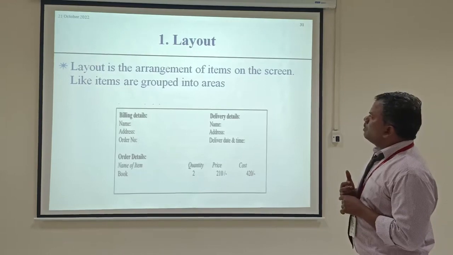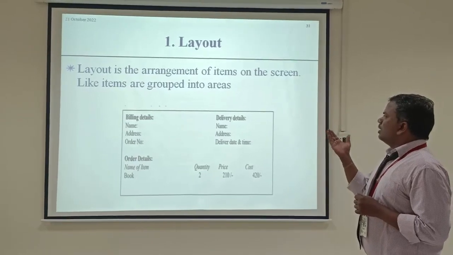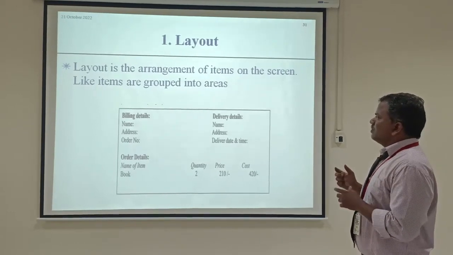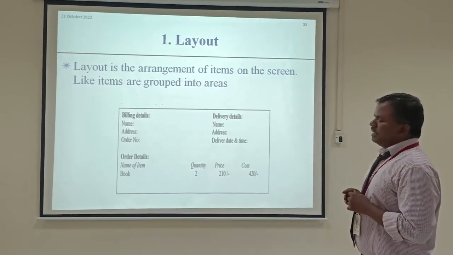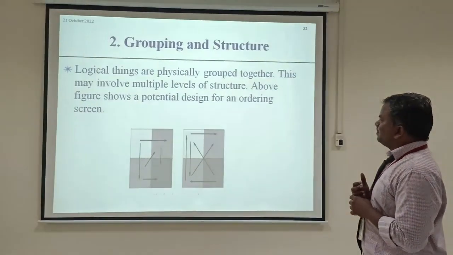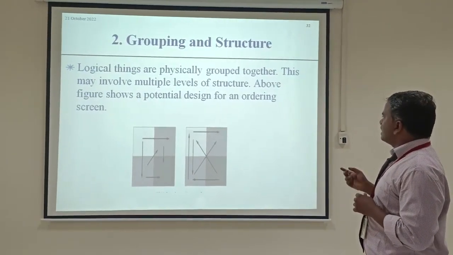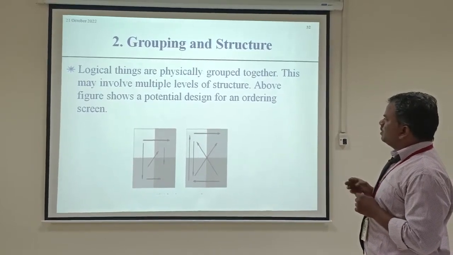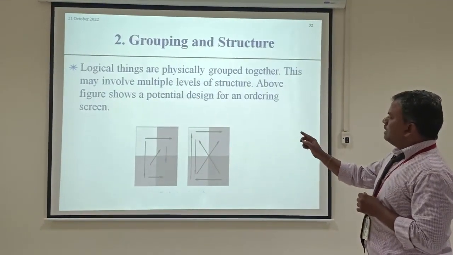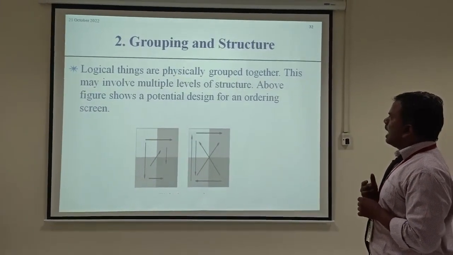First one, layout. Layout is the arrangement of items on the screen, where items are grouped into areas, like the container size, arranging all the details. Grouping and structure: logical things are physically grouped together. This may involve multiple levels of structure. The figure above shows the potential design for the ordering screen. For example, the first one, then go to the second, then down, next one, finally that. That is grouping and structure.